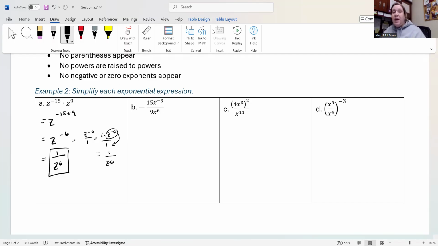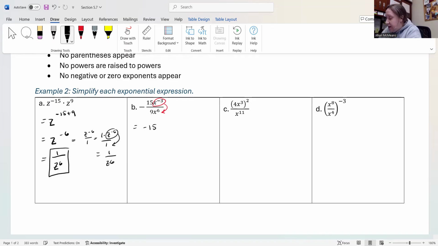For part B, we have negative 15x to the negative 3rd divided by 9x to the 6th. So of these four distinct factors, there's two factors in the numerator, negative 15 and x to the negative 3rd. There are two factors in the denominator, 9 and x to the 6th. The only one that needs to move is x to the negative 3rd power. So we are going to start by moving this. So let's see what that leaves behind.